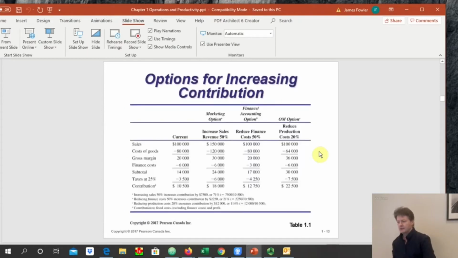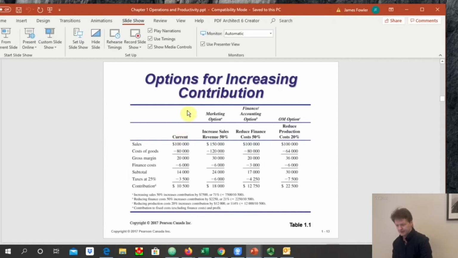Okay, so this is just making reference to what I was just speaking to here. This is a really great example of the type of impact that good operations management can have on the profitability of an organization. So I'd like you to take a really close look at this, just so you can see what kind of impact operations can have.